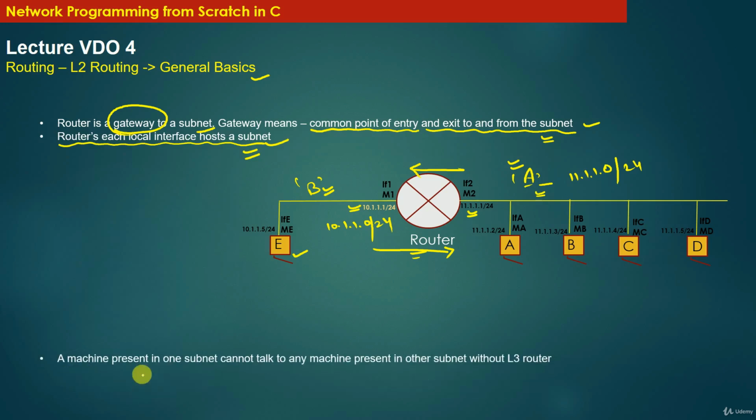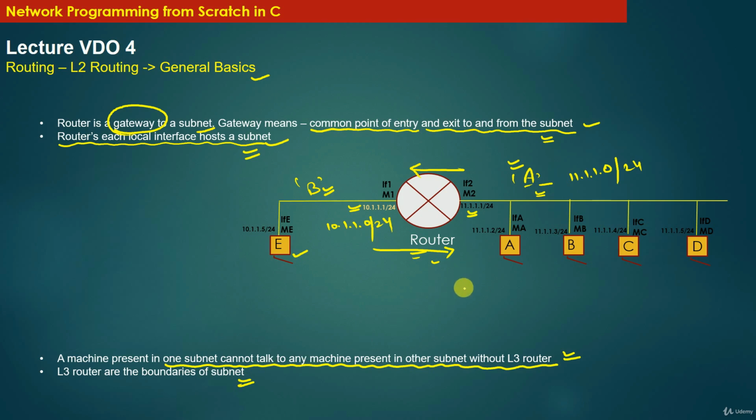A machine present in one subnet cannot talk to any machine present in another subnet without an L3 router. So the L3 router is like a marriage maker between the machines present in different subnets. Machines present in different subnets cannot talk to each other because you need a layer 3 router as a bridge between 2 different subnets. The purpose of a layer 3 router is to route traffic or data from one subnet to another. Layer 3 routers are the boundaries of a subnet.